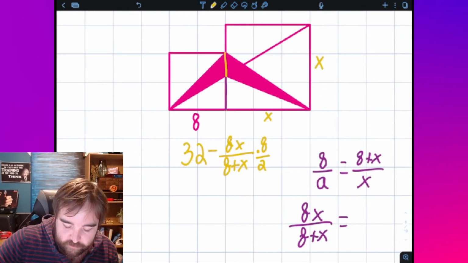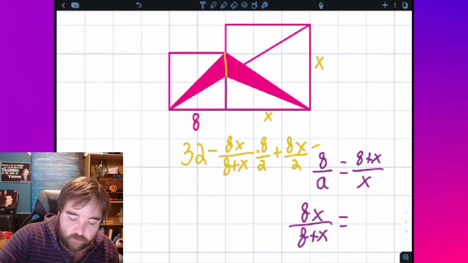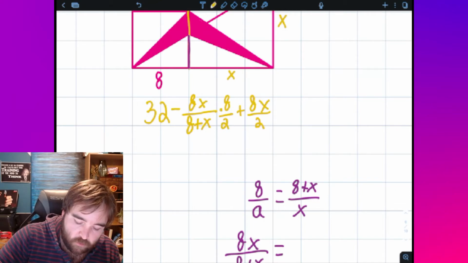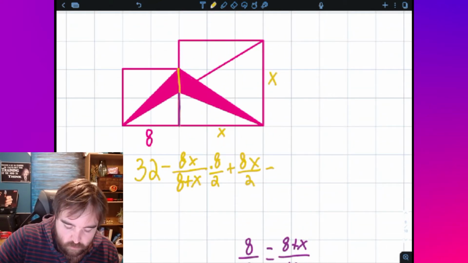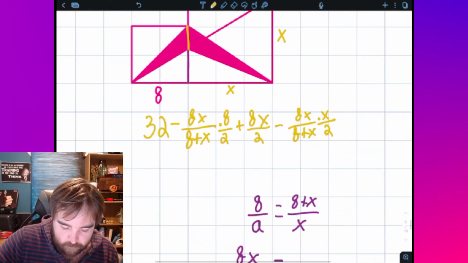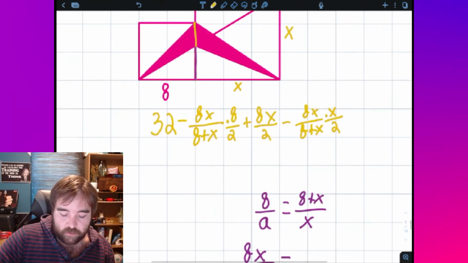So now we're going to do the area of the other big triangle. So the area of the other big triangle is 8x over 2 minus 8x over 8 plus x times x divided by 2. And that should be it. Then we just have to simplify if we did everything right.